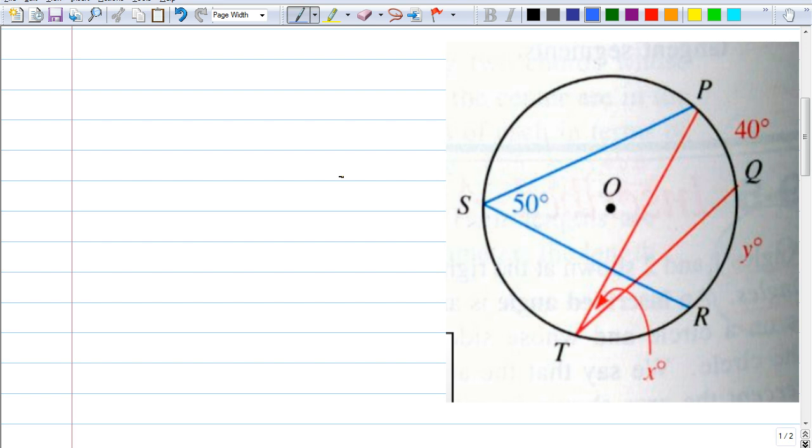So let's find the value of x. What would the value of x be? Let's do that in alphabetical order. 20 is correct. How many people agree with her? That's 20. Very good. It's because the intercepted arc is 40. X has to be 20. There you go. Okay, 20 degrees.